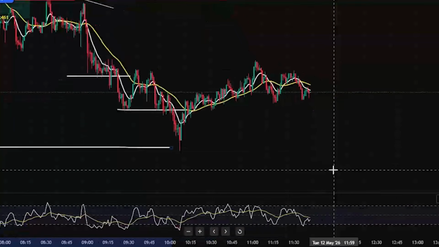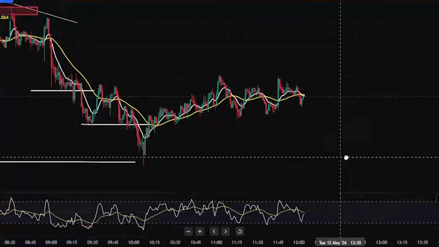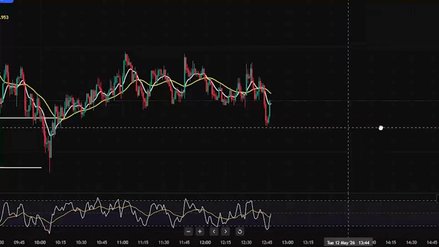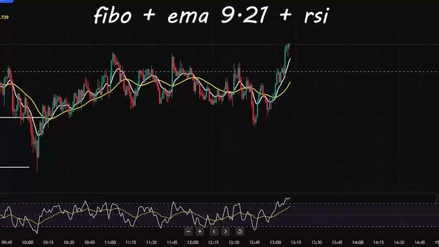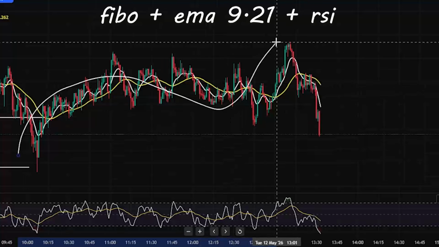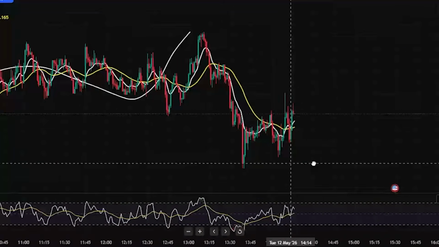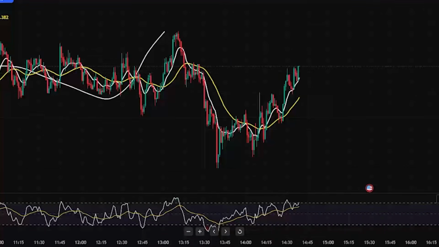In this section, we will learn about important techniques and specific tips that can make a big difference in the success of your trades. By combining Fibonacci, EMA, RSI, price patterns, and proper risk management, you can take your trading strategy to the next level and make more accurate and confident decisions.